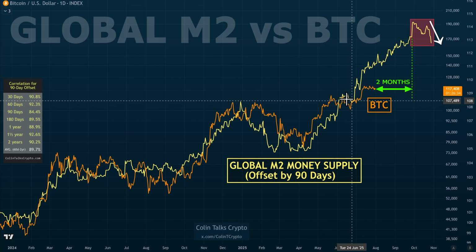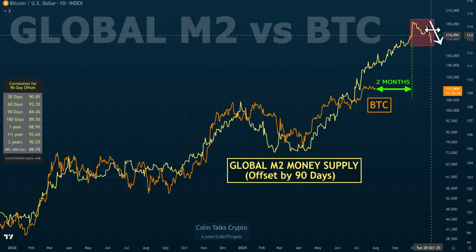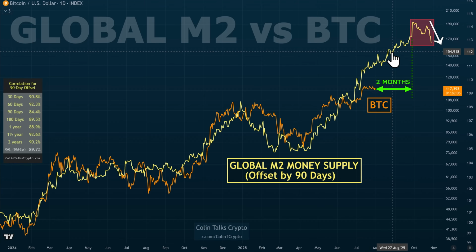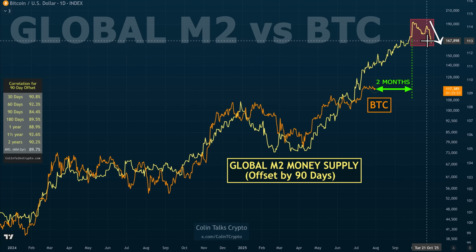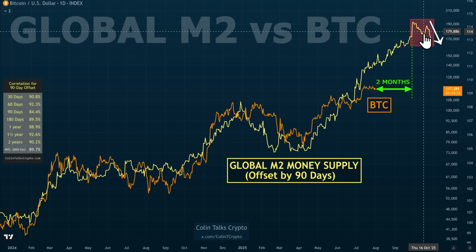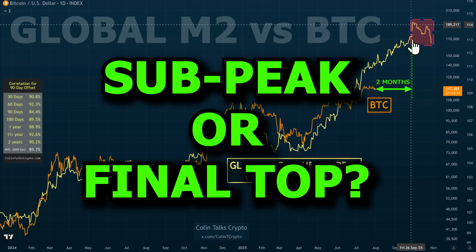It's bigger than the corrective move right here, which we are just kind of climbing out of right now in Bitcoin. So this downturn is larger than the move we saw back in June. And since we've pushed the global M2 line forward by 90 days, this drop in global liquidity could reflect itself in Bitcoin around late September, right here, or October, just 2 months from today. So the big question is, will this be a Bitcoin sub-peak or will it mark the final top?